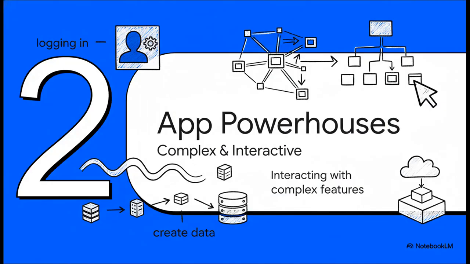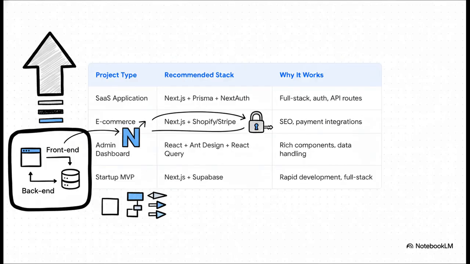All right, let's move on to our next category, and you'll see how we're building up to more complex, interactive experiences. These are the application powerhouses. This is where users aren't just reading content, they're logging in, they're creating data, they're interacting with some really complex features. And boom, the shift in technology is immediate.